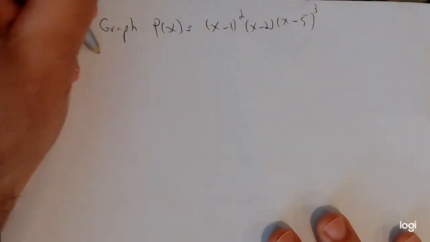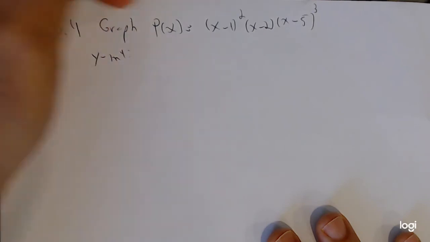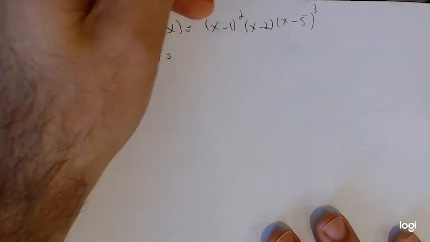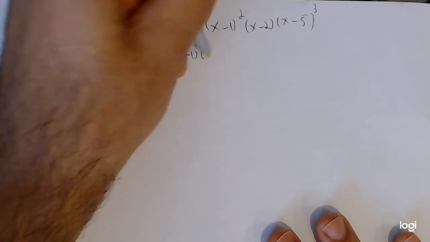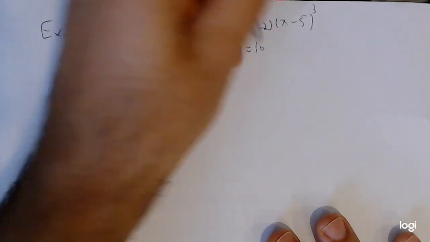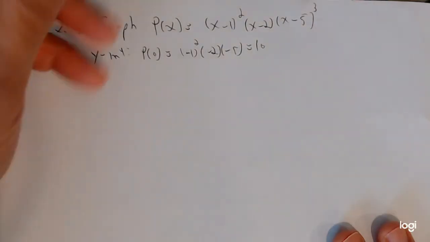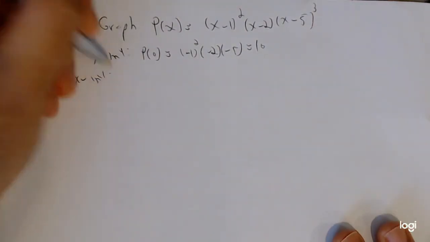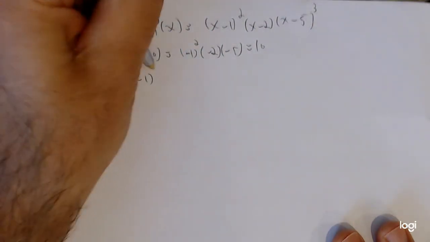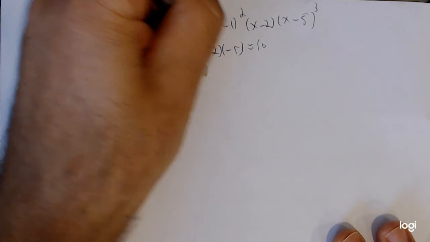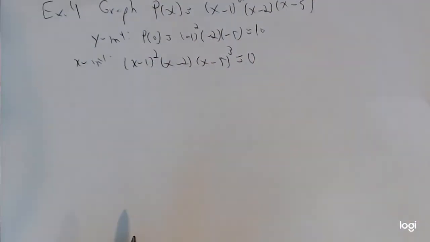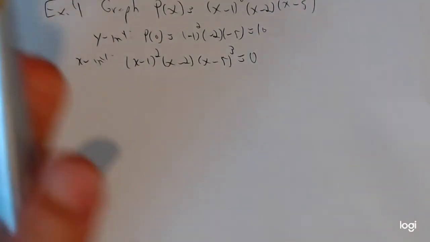Now, to find the y-intercept, that's very easy. All we have to do is set x equal to 0. And if I set x equal to 0, I get negative 1 squared times negative 2 times negative 5, which ends up being 10. That's my y-intercept. Now, for the x-intercept, since this is already factored for us, we set this equal to 0, and if you remember, we would then try to factor, but this is already factored, so this is nice for us.